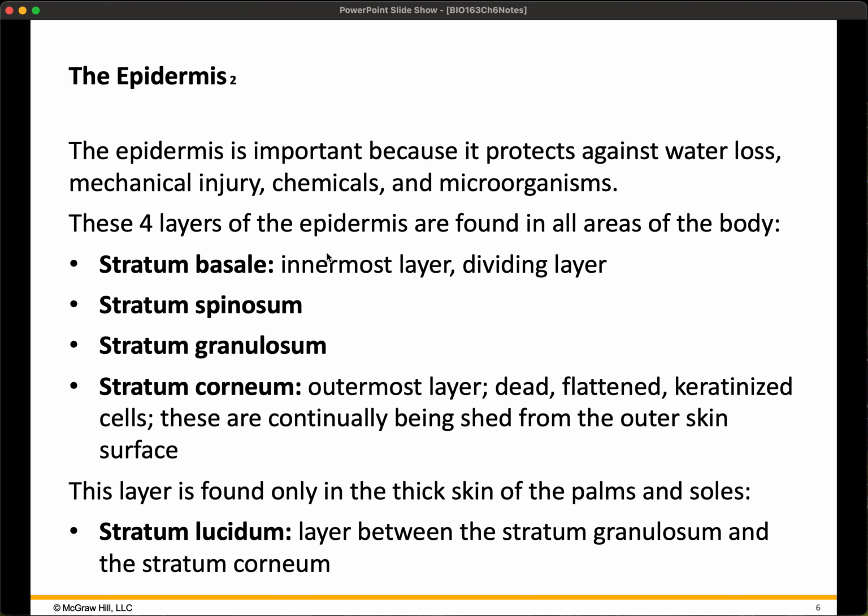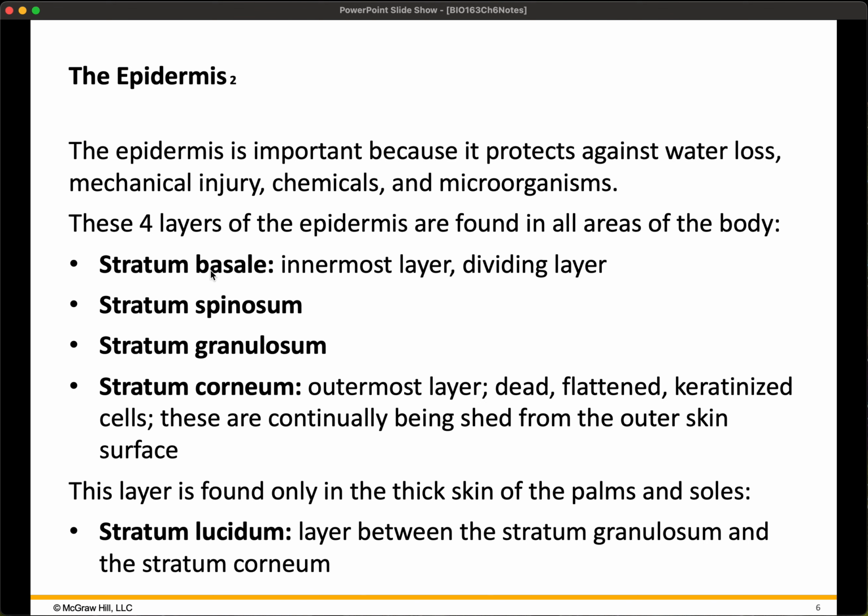And so really for lab, you're only going to need to label the basale and the corneum, but for lecture, it will get a little bit more specific. You might see questions about the spinosum, granulosum, and lucidum. So at least be familiar to this degree in what your textbook goes into with these different layers.